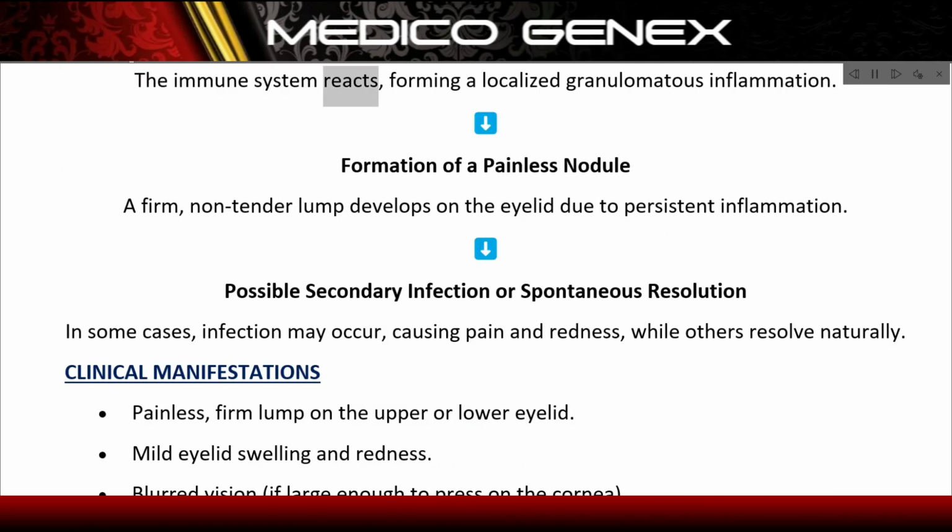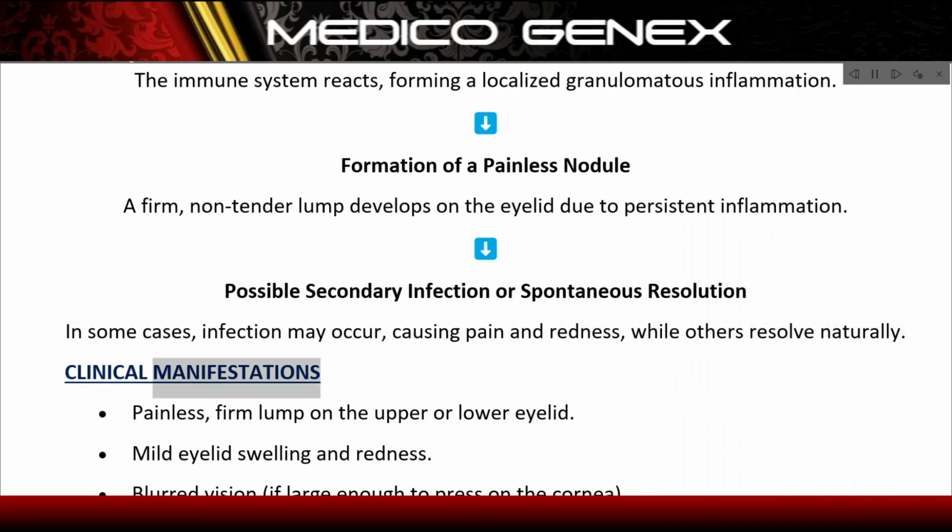The immune system reacts, forming a localized granulomatous inflammation. Down arrow. Formation of a painless nodule. A firm, non-tender lump develops on the eyelid due to persistent inflammation. Down arrow. Possible secondary infection or spontaneous resolution. In some cases, infection may occur, causing pain and redness, while others resolve naturally.